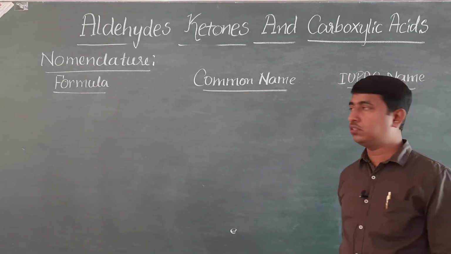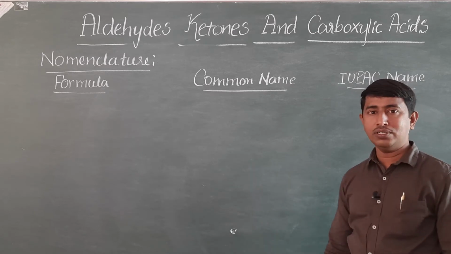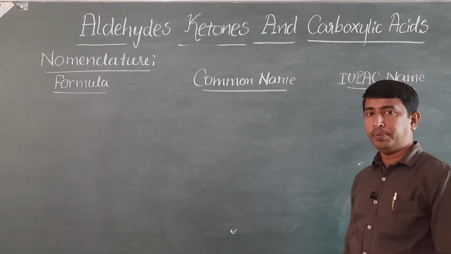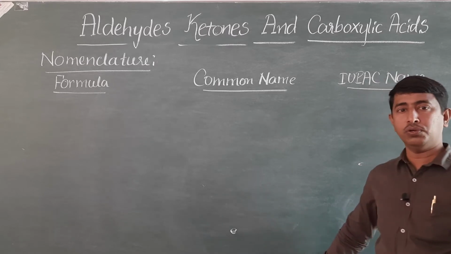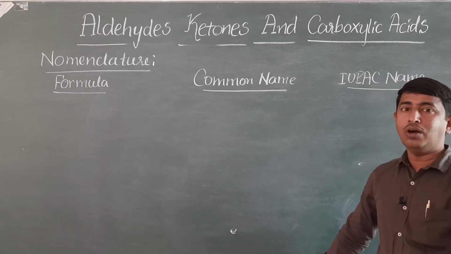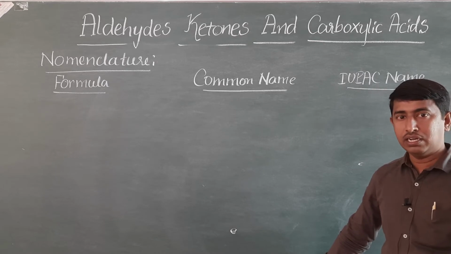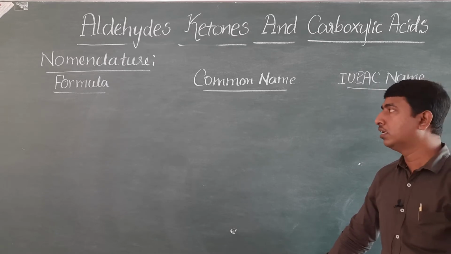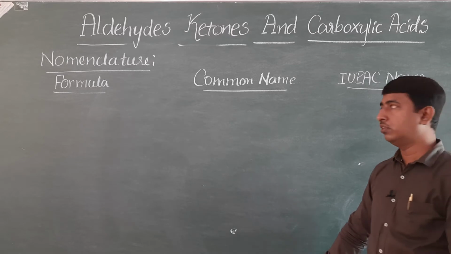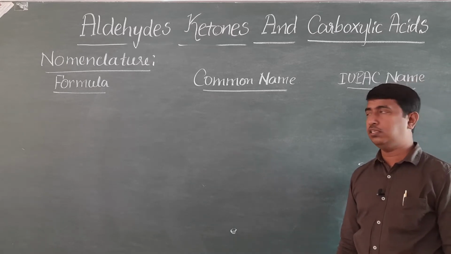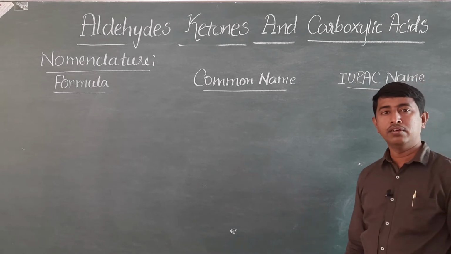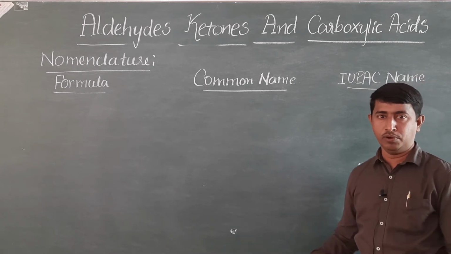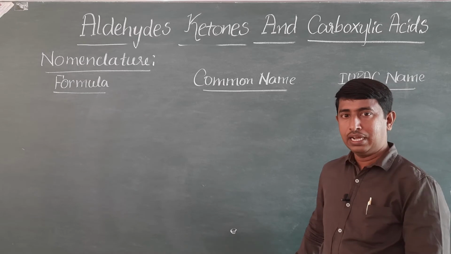Common names of these carboxylic acids are obtained from their source or history. So common names of aliphatic carboxylic acids are derived from their source or their history, whereas IUPAC names are derived from the corresponding alkanes.